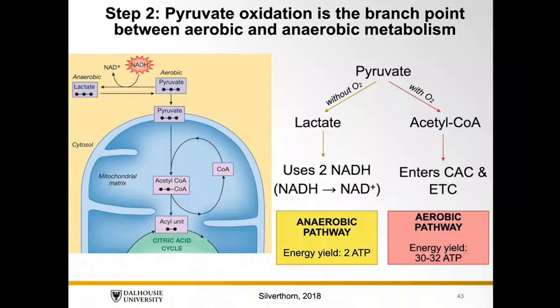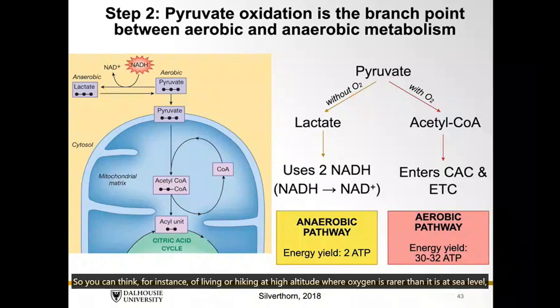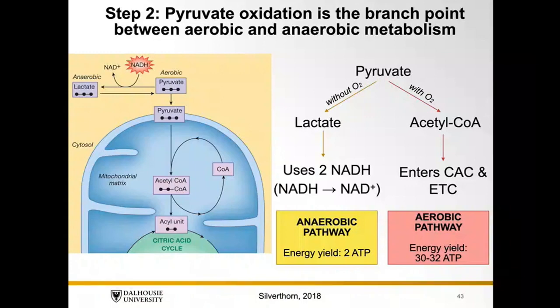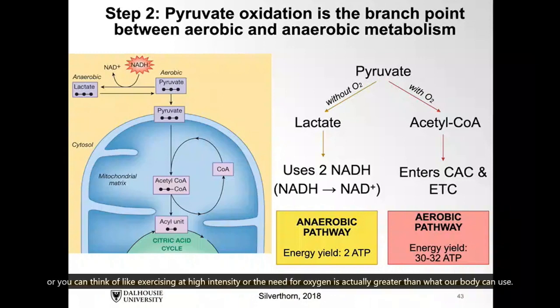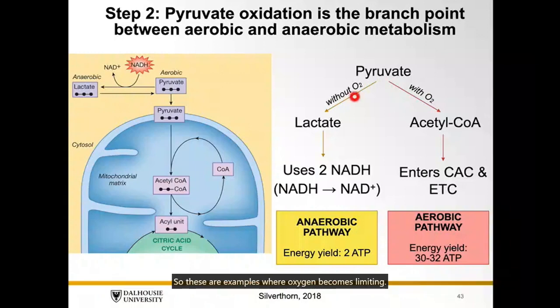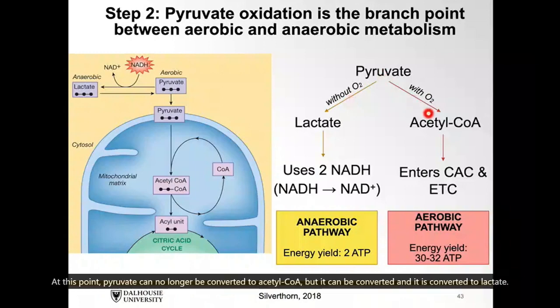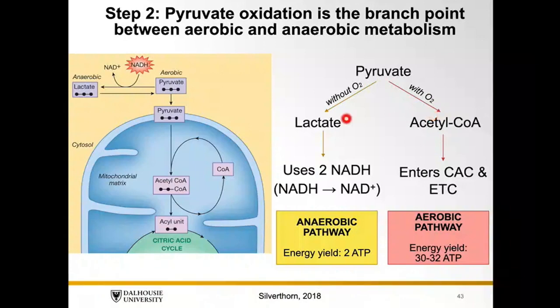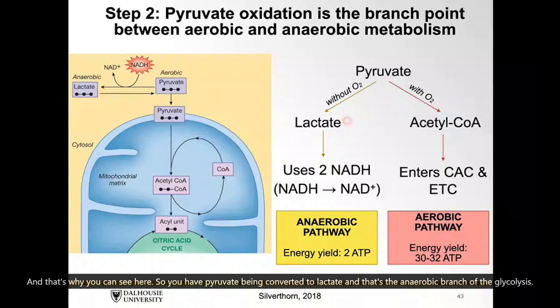However, there are situations in our life where oxygen is limiting. You can think, for instance, of living or hiking at high altitude where oxygen is rarer than it is at sea level, like here in Halifax. Or you can think of exercising at high intensity, where the need for oxygen is actually greater than what our body can use. So these are examples where oxygen becomes limiting. At this point, pyruvate can no longer be converted to acetyl-CoA, but it is converted to lactate. And that's what you can see here.